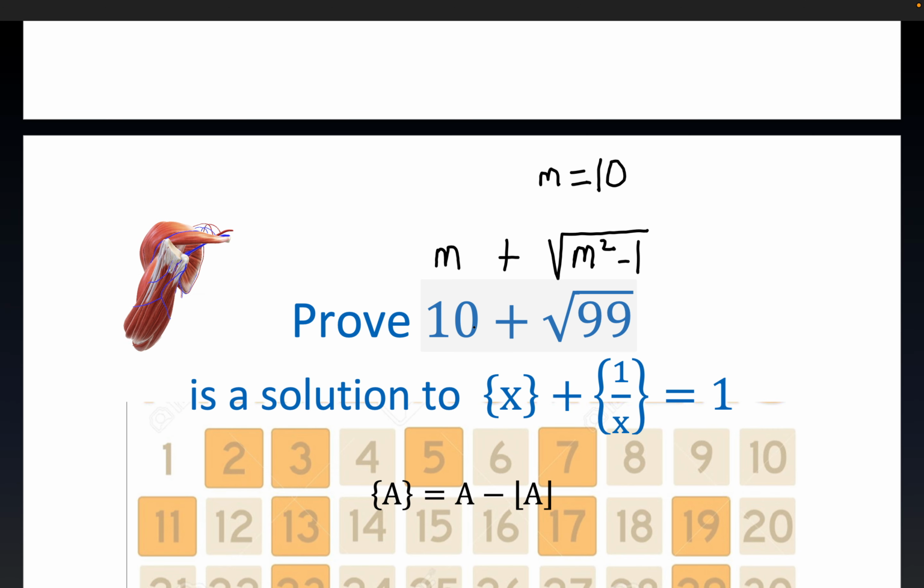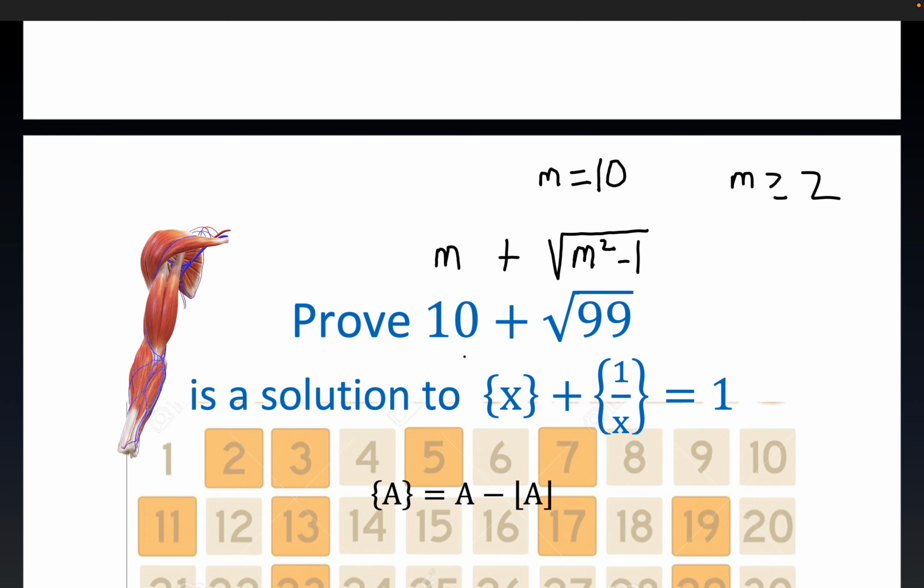And so this is going to be a special case I'm going to show you, but anything of this form, and I think you need m to be an integer greater than or equal to 2. But in any event, let's go through this special case, 10 plus the square root of 99. And notice how close they are. The square root of 100 is 10, so the square root of 99 is just a little bit less than 10. 99 looks a lot bigger than 10, but the square root of 99 is slightly less than 10.